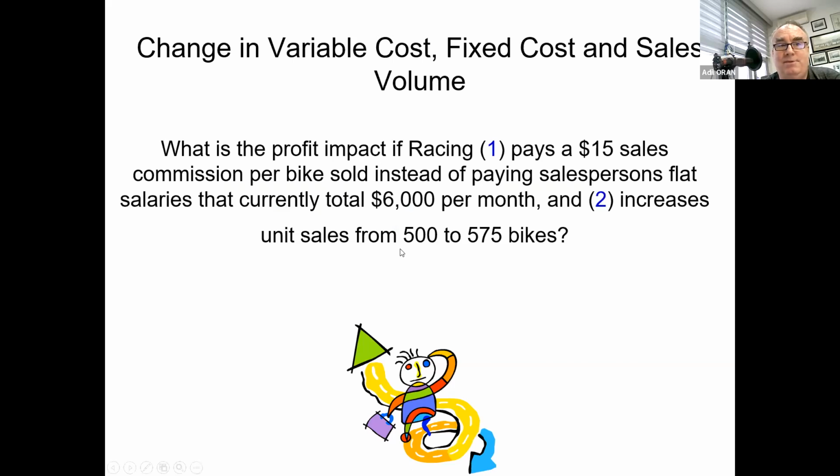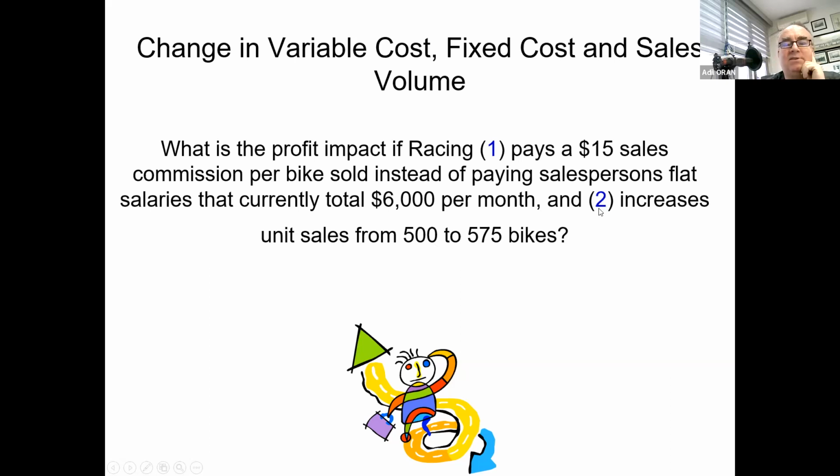Okay, so some more changes. What is the profit impact if Racing pays $15 sales commission per bicycle sold instead of paying salespersons flat salaries that currently total $6,000 per month? So remember, we had total fixed costs of $80,000. Apparently $6,000 of that was from salespeople's salaries. So they're saying, let's get rid of this $6,000 salaries, fixed cost, but we're going to add $15 per bicycle sold as a sales commission.